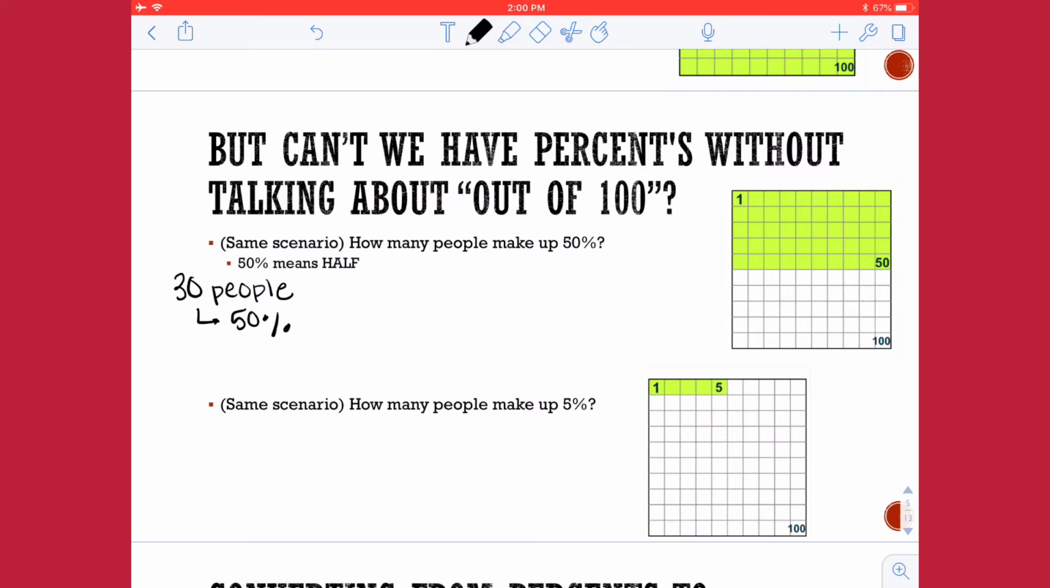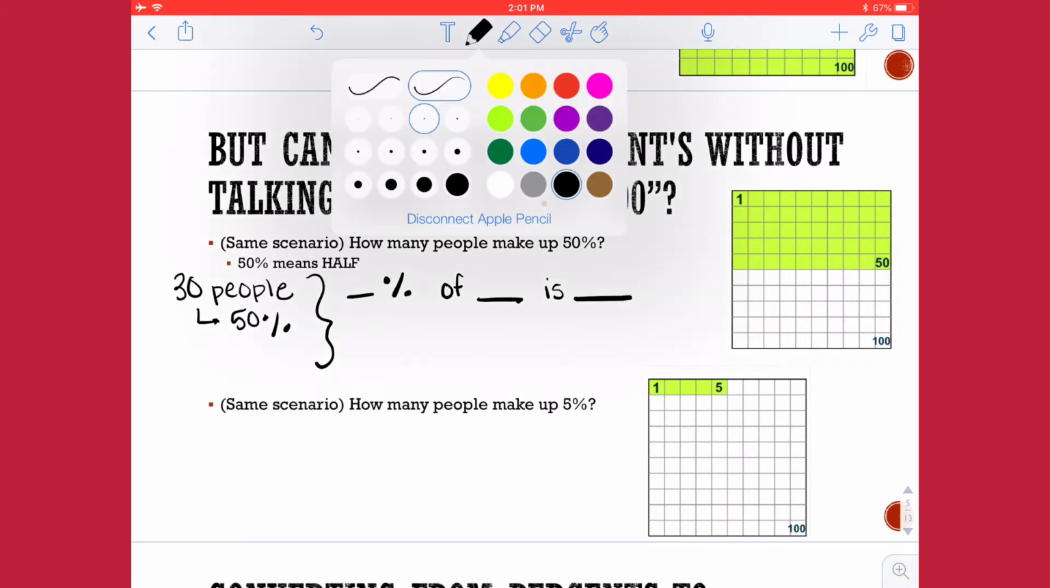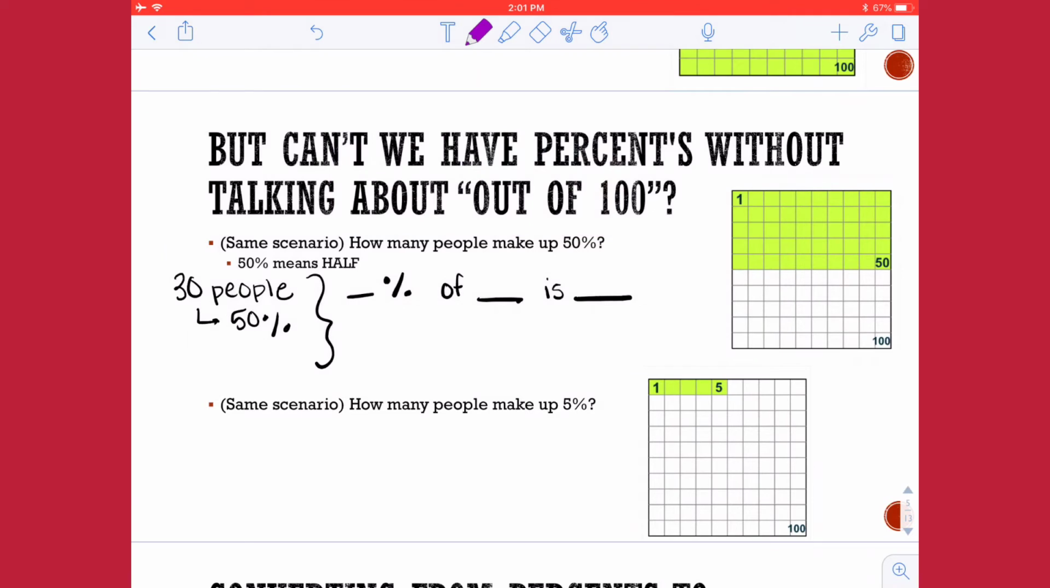Obviously, it's probably really easy to say, okay, half of 30 is 15, because 15 plus 15 equals 30. But let's come up with a more formal way to find this value. I like to use this process called "blank percent of blank is blank." This little statement you can use for every single problem that you go and do. And you're going to then fill in the blanks.